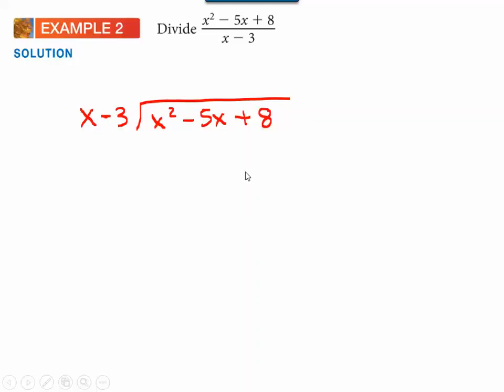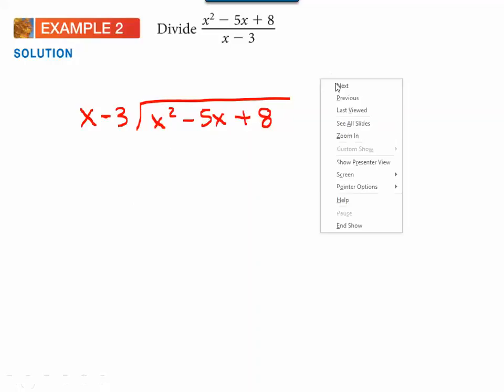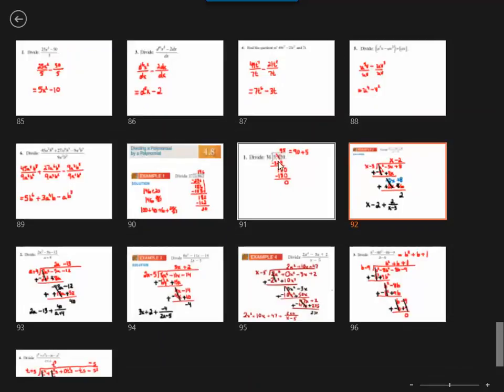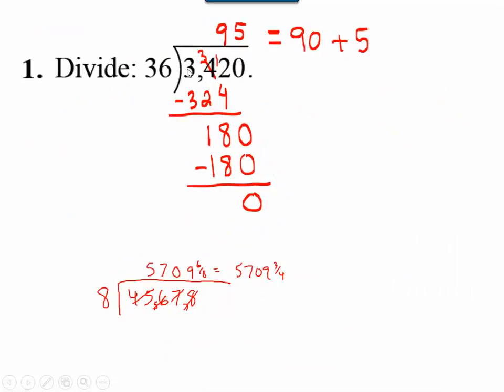Next, we look at just what we call the leading terms, just the numbers in front. That's all we care about: this x here and this x squared. We normally do that over here too. Let me go back real quick. We did not look at 3,420. When we did the first one, we only looked at 342. We cut off the 0 for a little while. We only looked at the beginning portion. That's exactly what we do here.